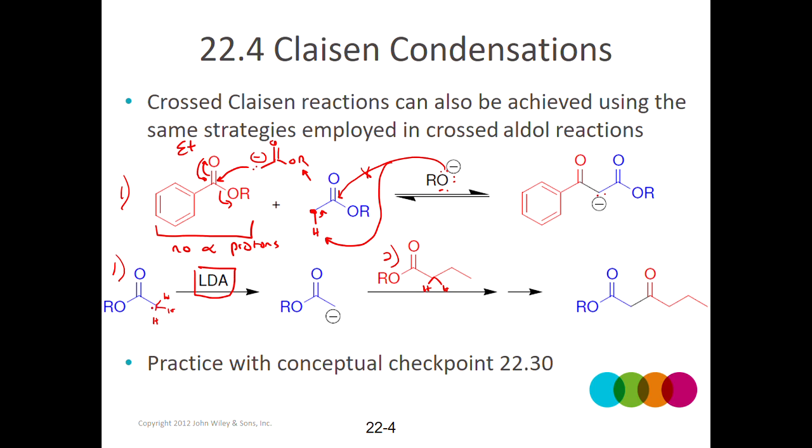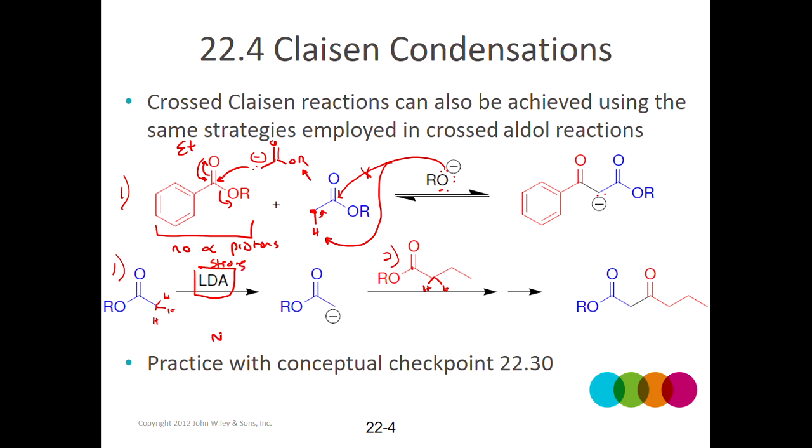Because if this one's an enolate and it attacks this carbonyl, I get a different product, versus if this one's an enolate and it attacks this carbonyl, since the molecules are not identical. So the idea here is whichever one of these two I want to attack the other, whichever one I want to be an enolate, I'd start with that, add an especially strong base.